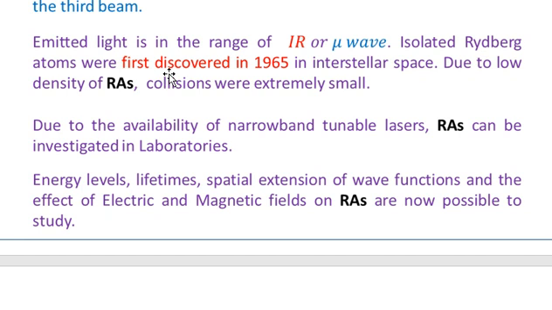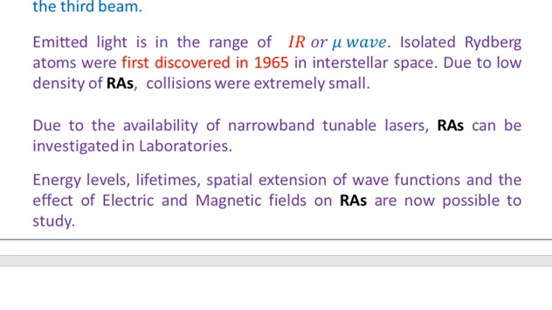Isolated Rydberg atoms were first discovered in 1965 in interstellar space. Due to the low density of the Rydberg atoms, collisions are extremely rare. So you see that it is a prerequisite for the detection of the Rydberg atoms that their collisions with other atoms should be very rare, so that you can find these Rydberg atoms to be independent or isolated, and you can detect them. Due to the availability of narrow band tunable lasers, Rydberg atoms can be investigated in laboratories.